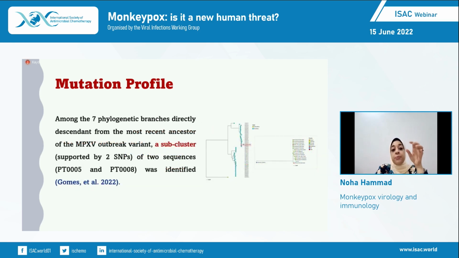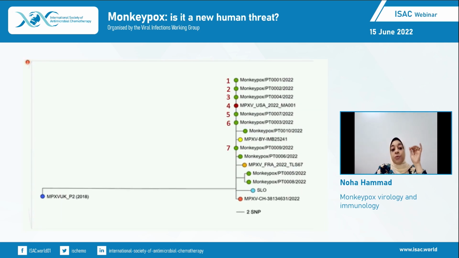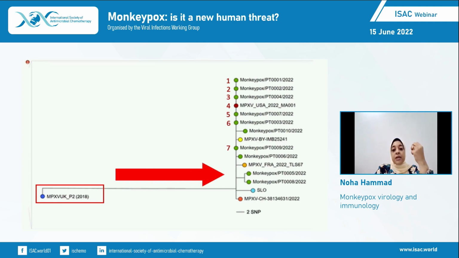Among the 7 phylogenetic branches directly descendant from the recent ancestor of 2018, a subcluster of two sequences has been identified. These two sequences share a frame shift deletion mutation, which is present in the gene coding for the ankyrin or host range protein. This gene loss event is hypothesized to correlate with the human-to-human transmission identified in this outbreak.